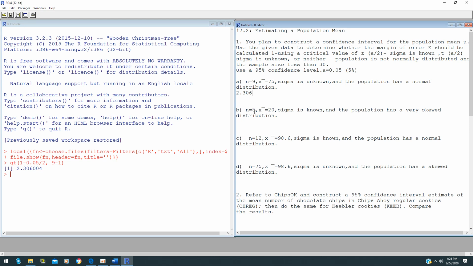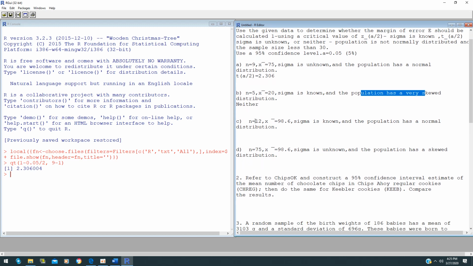For question B, your sample size is 5, your sample mean is 20, sigma is known, and the population is very skewed. So for this question, it will be neither. The reason why it's neither is because the sample size is small and the population is not normally distributed.